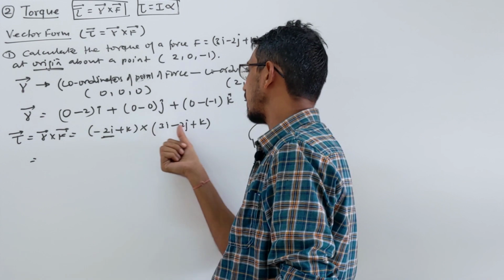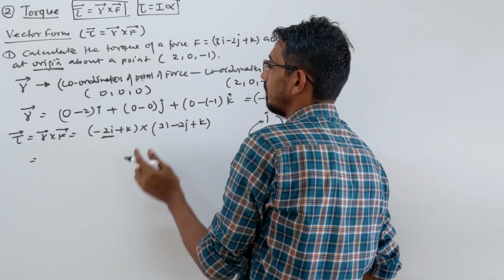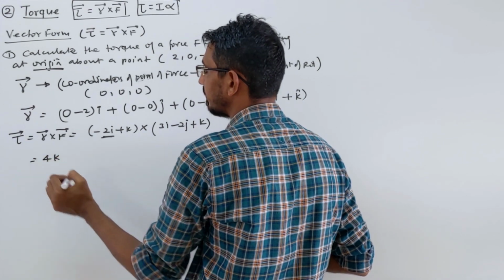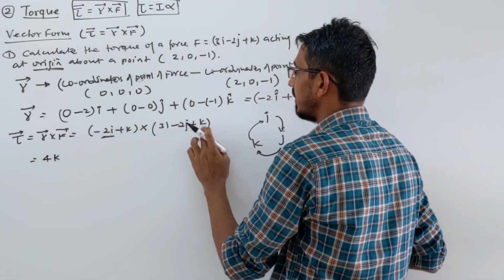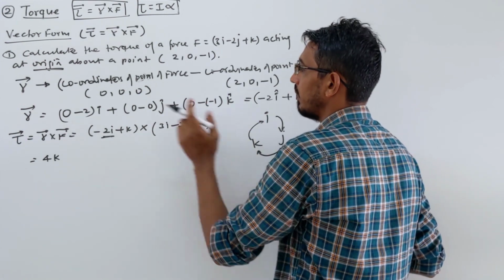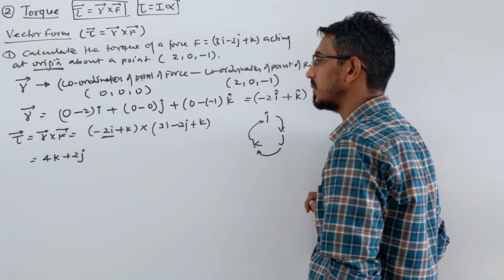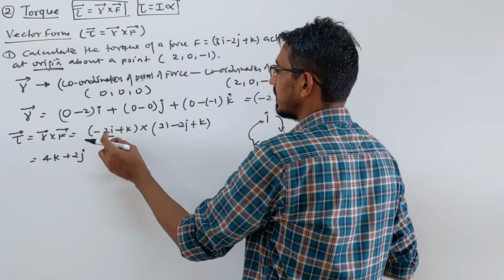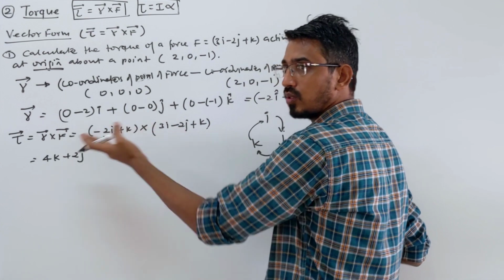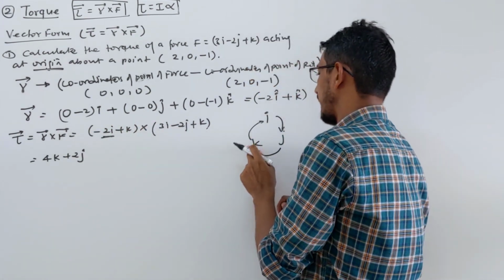Now i cross j becomes k. Minus 2i becomes 4, so it becomes 4k, right? Then i versus k. So i cross k becomes minus j. One minus is already there, so it becomes plus 2j, right? That's done with i. Let's go to the next term. j is not there, no need to multiply, everything is 0.